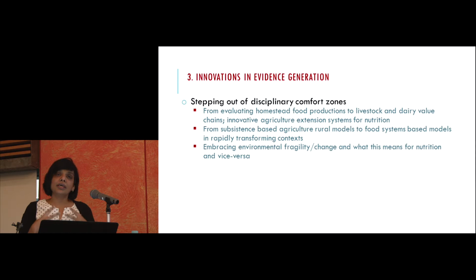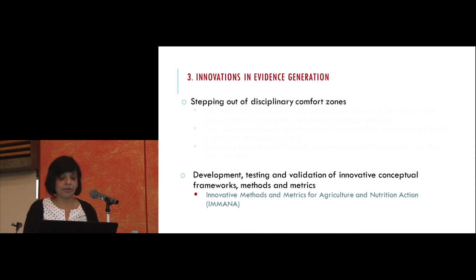Right? And also thinking of the more conventional kind of interventions, for example, of homestead food production to like a more innovative agricultural extension systems that can help improve farmers' productivity with a nutrition lens. And of course, environment and climate change and value chains, there are so many other things that people are now working on and embracing them.